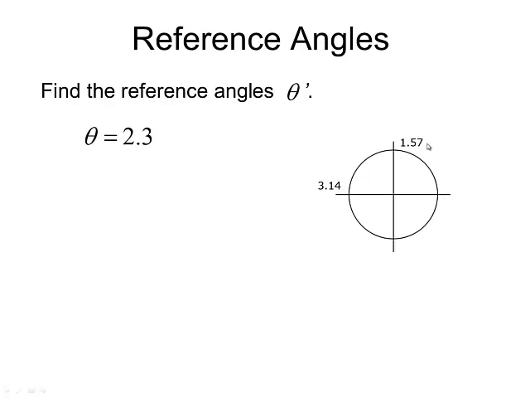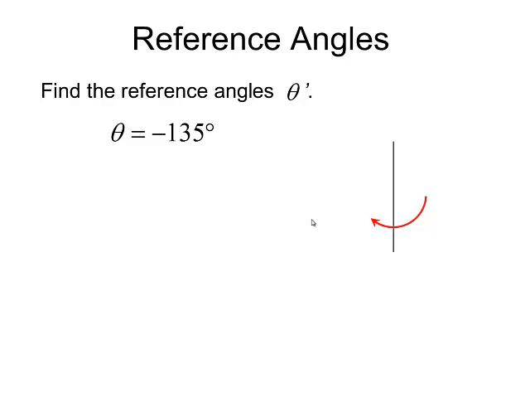Right? This is 0, half pi, 1 full pi. 1 full pi is 3.14 approximately. And then half a pi would be half of 3.14, which is 1.5. So 2.3 should be in here. And if it's in quadrant 2, we have to subtract our angle from pi. So approximately 3.14 minus 2.3 gives me 0.84.